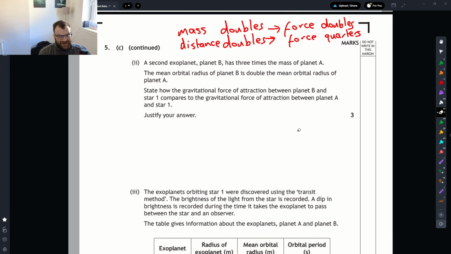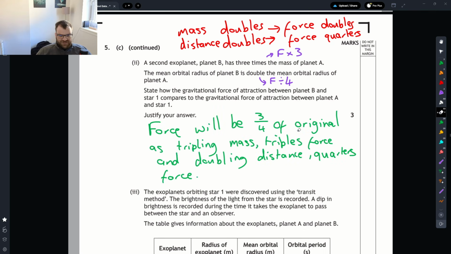So if doubling the mass doubles the force, then tripling the mass will triple the force. And we're now doubling the distance, which means we will quarter the force. That means it will be 3/4 of the original. And I've just written down those two parts. So yeah, triple mass, triple force, double distance, quarter force. So we need to make sure we're clear in our head which one's which, because you can go down different pathways and wrong pathways there.